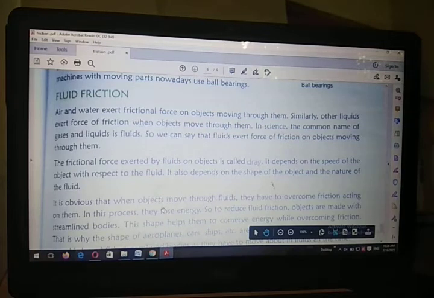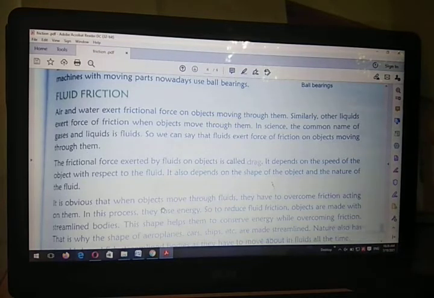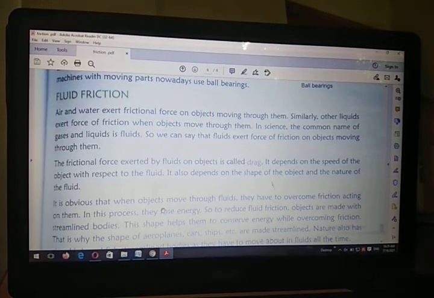Now the next and very important topic is fluid friction. What are fluids? Air and water are fluids. Air and liquids like water are called fluids. So air and water exert frictional force on objects moving through them. Similarly, other liquids exert force of friction when objects move through them. In science, the common name of gases and liquids is fluids. So we can say that fluids exert the force of friction on objects moving through the air or through the water. This frictional force exerted by fluids on an object is called drag.